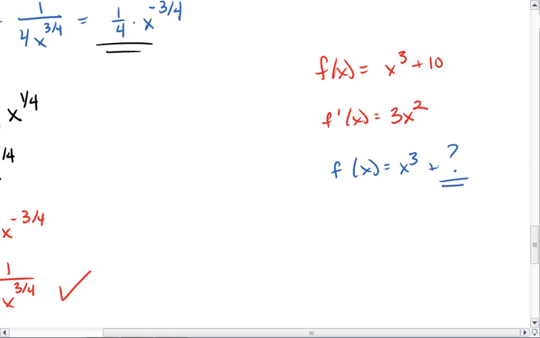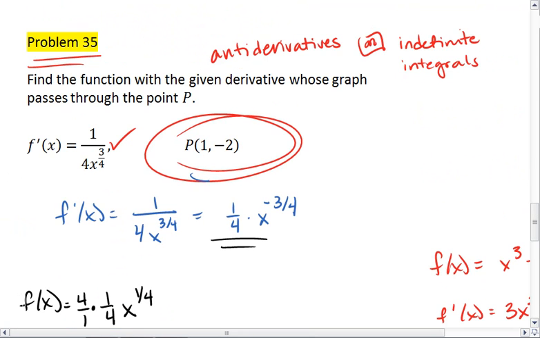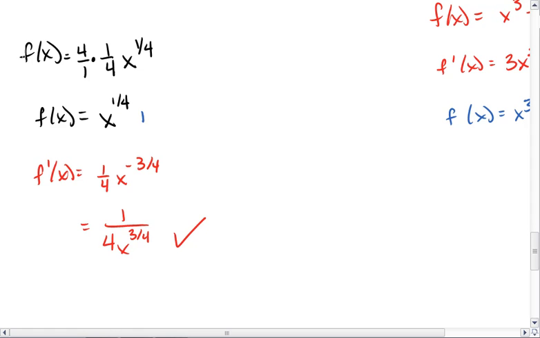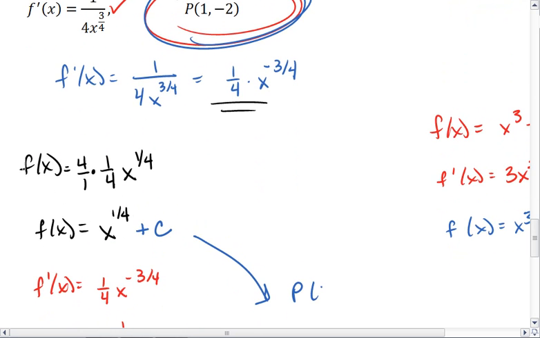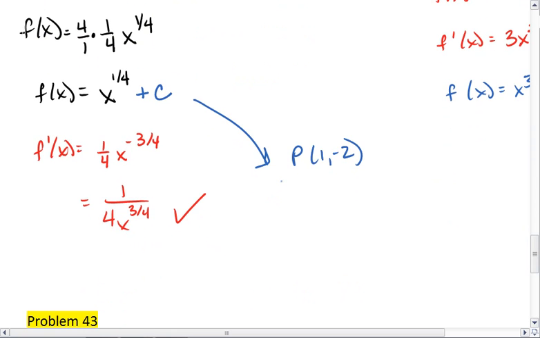The problem is that whenever we take a derivative, the constant disappears. So if you were finding an antiderivative or an indefinite integral, you need to know one of the points it passes through in order to come up with that constant term. So the original function is x to the 1/4 plus c. We then use the point 1, negative 2 to find out what that constant term c is. Say negative 2 equals 1 to the 1/4 plus c. C equals negative 3.